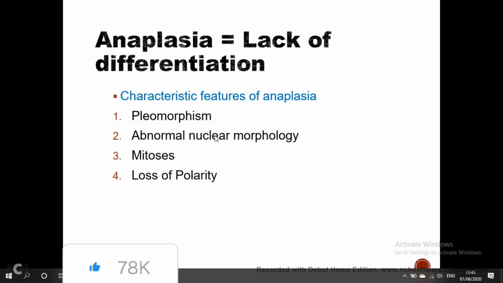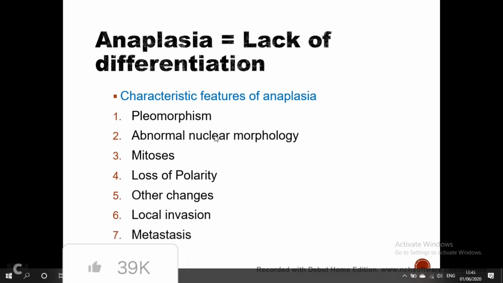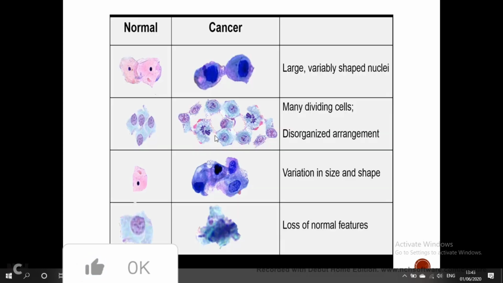Loss of polarity is loss of organization of the cell, as you see in stratified squamous epithelium. The 5 layers of stratified squamous epithelium are normally identified, but when there is loss of polarity, there is disorganization, loss of organization of the tissue. The layers will not be identified. Other changes are there, and we will explain them in the next slide. And local invasion is another important aspect of anaplasia, and metastasis is also an aspect of anaplasia. So there are 7 characteristic features of anaplasia.